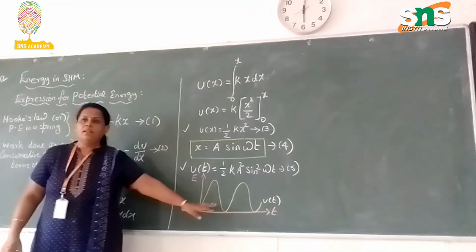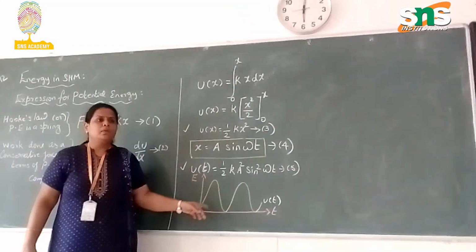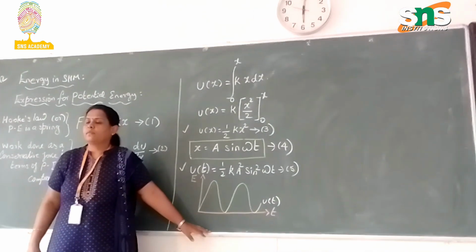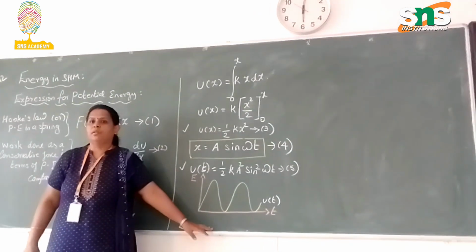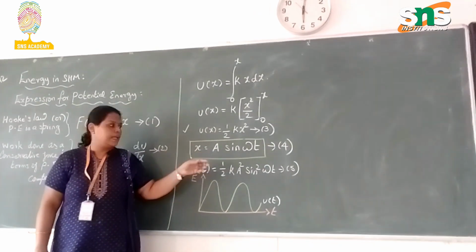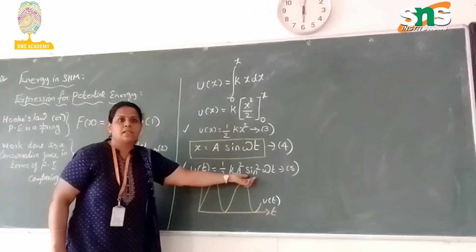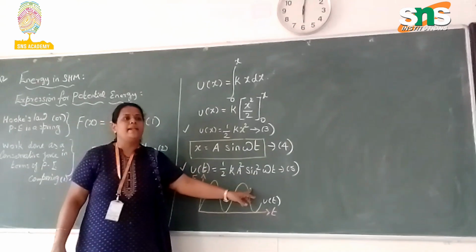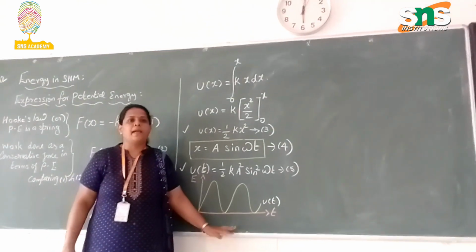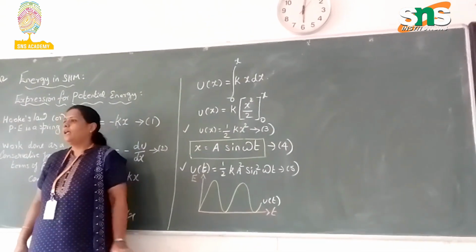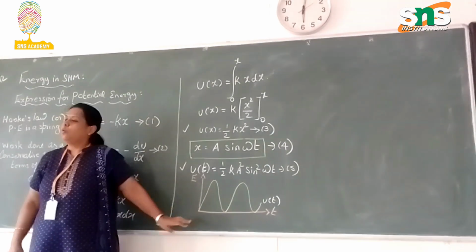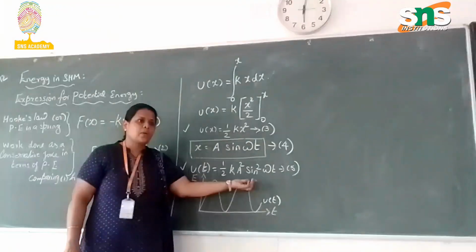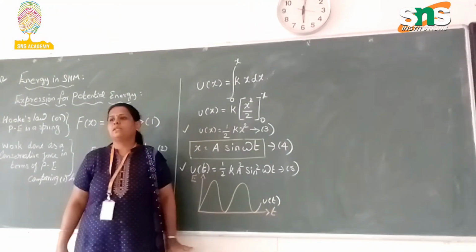Can anyone say why there are only positive cycles and no negative cycles? Energy cannot be negative. Very good. From this equation, if you see, sine squared is there. Am I right? If sine is there, one positive and one negative cycle will occur. Since sine squared is there, only positive cycles occur on the x-axis. That's one more reason. Energy cannot be negative. From that itself we can draw it. But since sine squared is there, only positive cycles will appear.